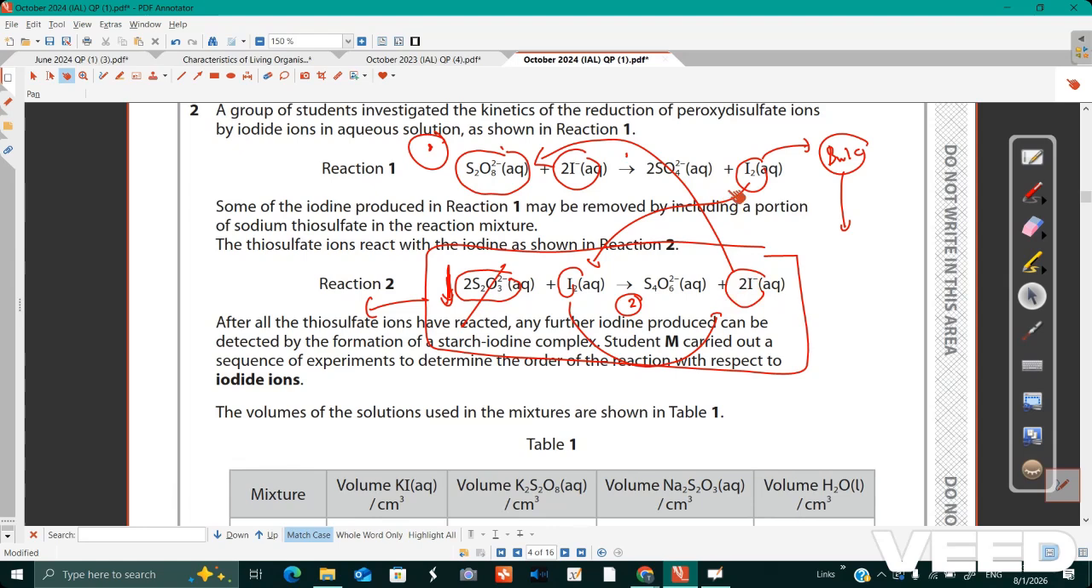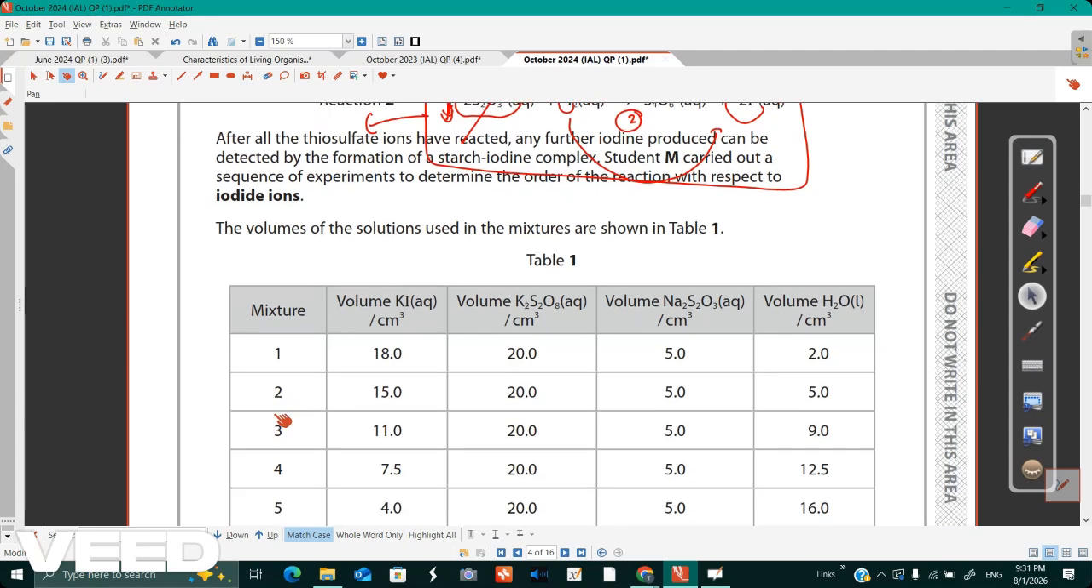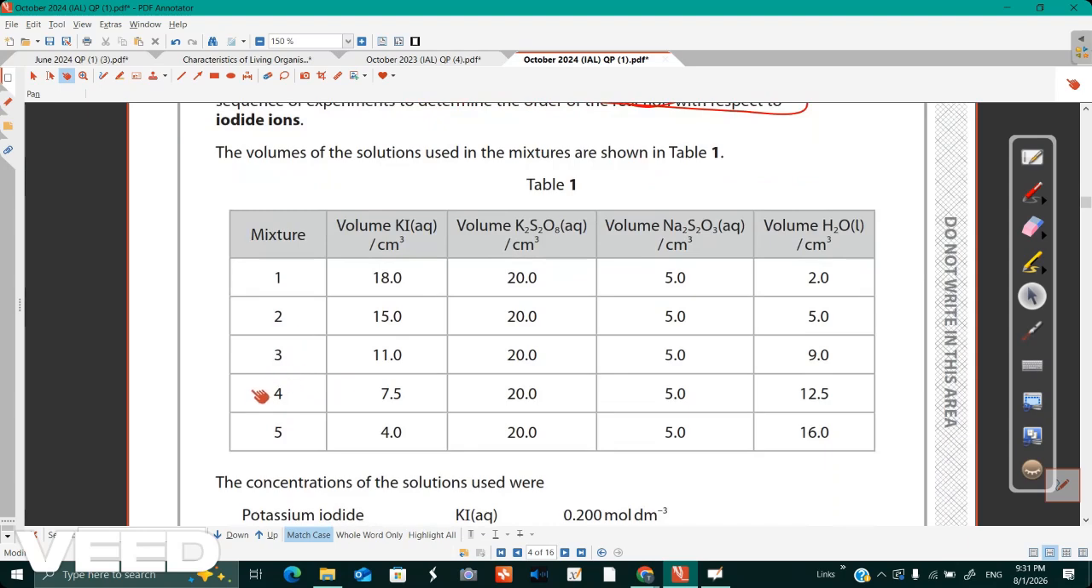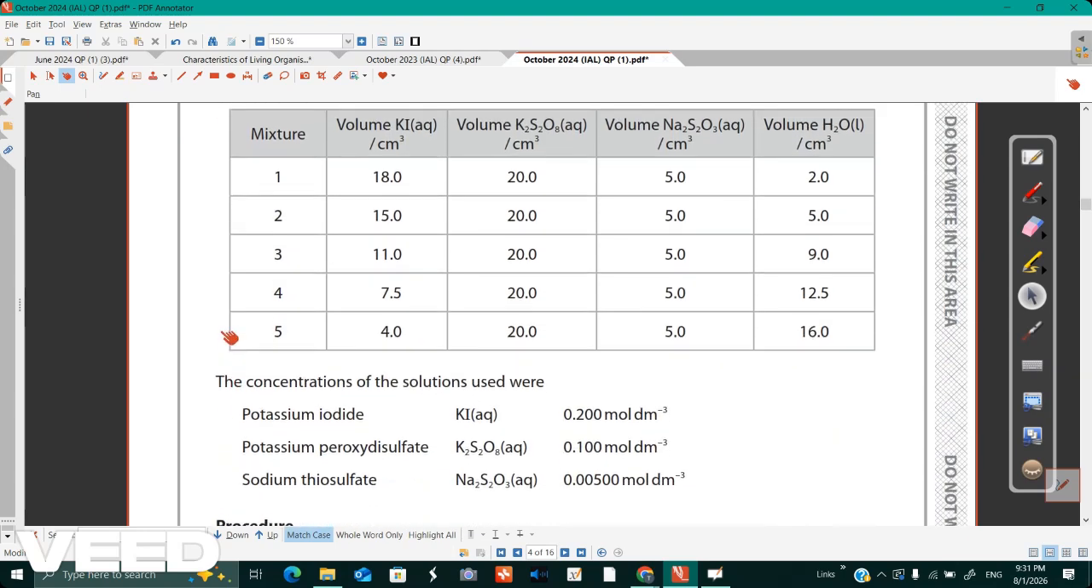But remember, I2 will not be there in the mixture until thiosulfate is over, right? So therefore you have enough time to start and stop the stopwatch. Otherwise, the first reaction is happening so fast. Right? Volumes of the solution used in the mixture are shown in Table 1. They have given kinetics.